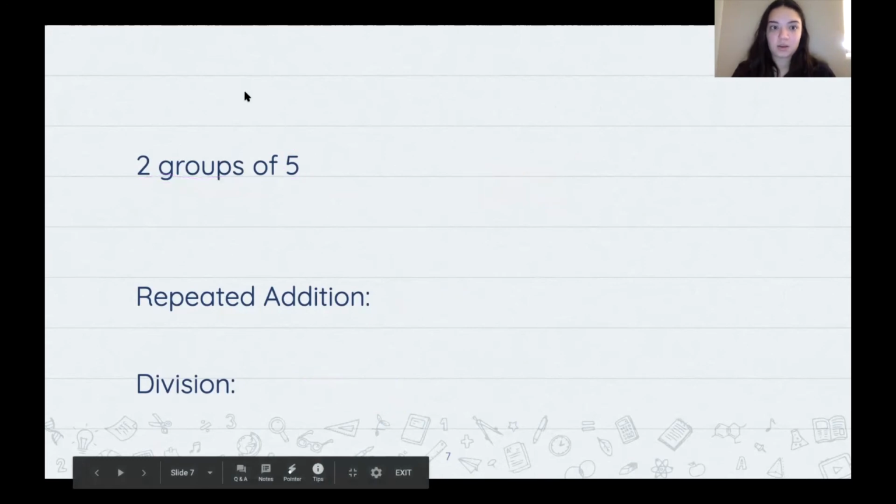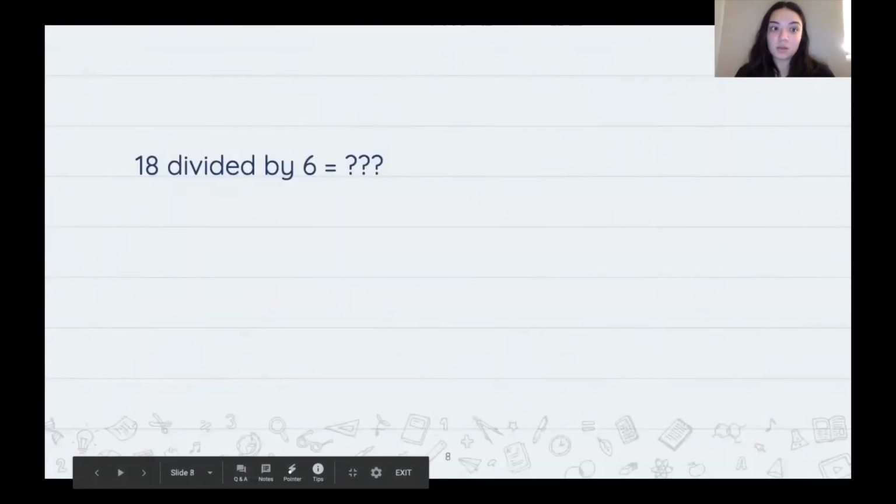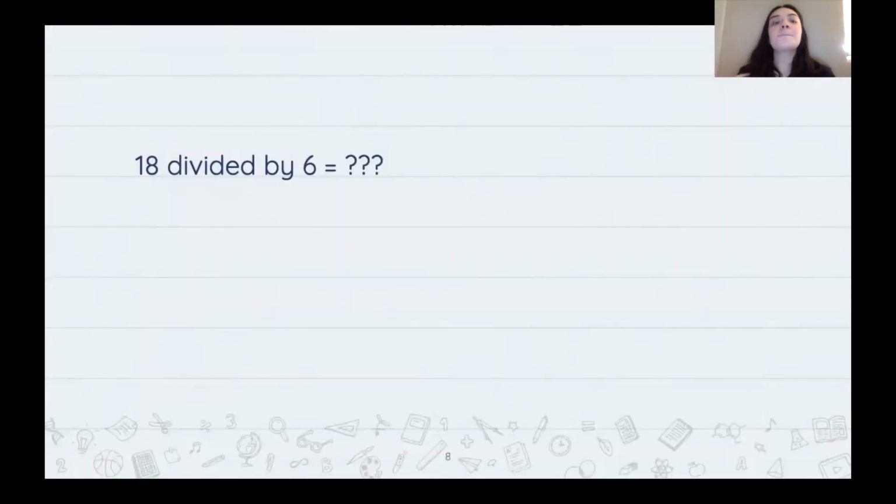All right, I'm going to clear my screen. We're going to move on to another problem. This one's a little bit different. I have the total and I have the number of, let's just say stars, in each group, but I don't know how many groups I have.